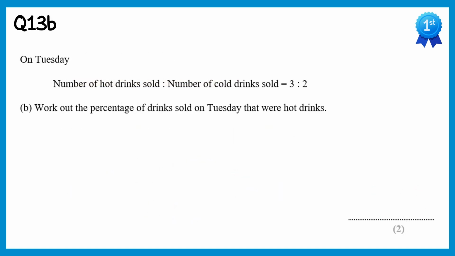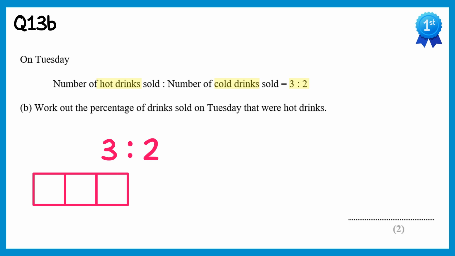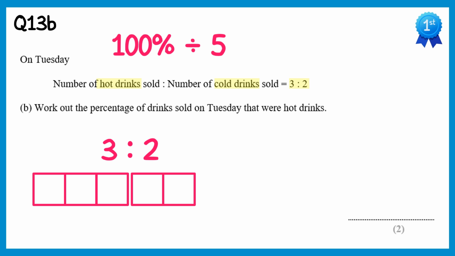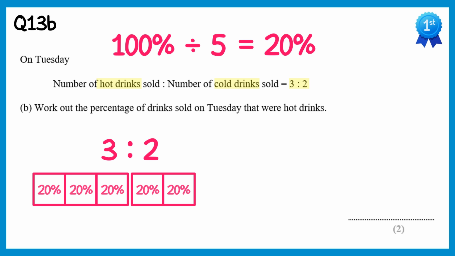For part B of this question, we're given a ratio for the number of hot drinks to cold drinks, which is 3 to 2. We need to work out the percentage of drinks on Tuesday that were hot drinks. So let's write down the ratio first, 3 to 2. This means there were 3 parts for hot drinks and 2 parts for cold drinks. The total number of drinks must represent 100%. So if we're to split this 100% over the 5 boxes here, we need to do 100 divided by 5, which gives you 20%. So each one of these boxes represents 20%.